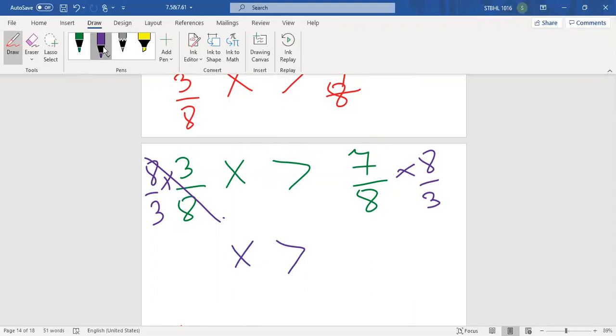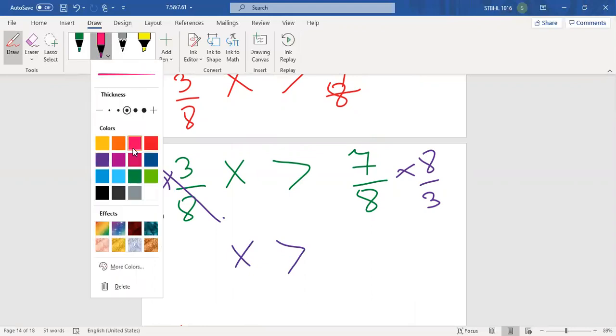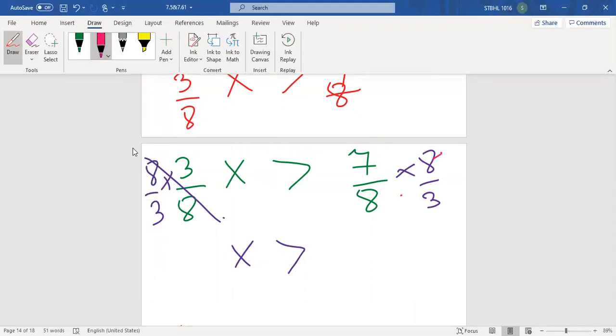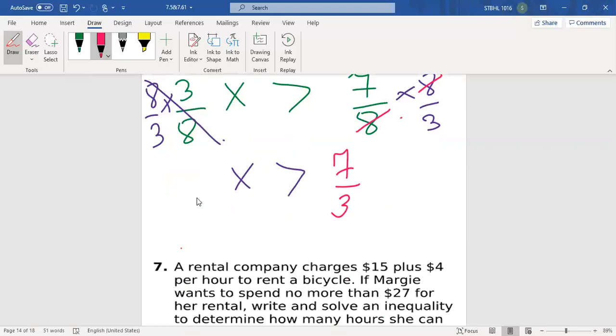Now, do I have simplification on this side? Yes, I have 8 and 8 will cancel together, so it's going to be 7 over 3. Look at this fraction. It is an improper fraction, so I can change it to a mixed number. How many 3s are in 7? It's 2, and the remainder is 1 over 3, right?